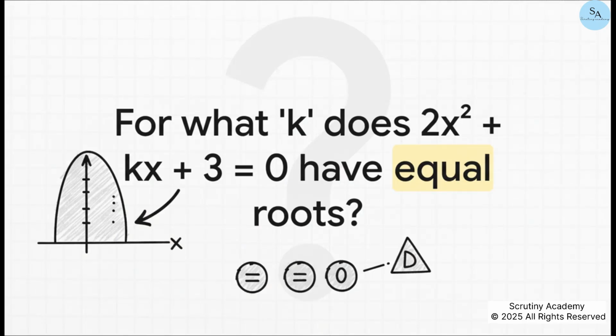All right, it's quiz time. Let's see what you've learned. First question. The key phrase here is equal roots. Now, what does that tell you about the discriminant?